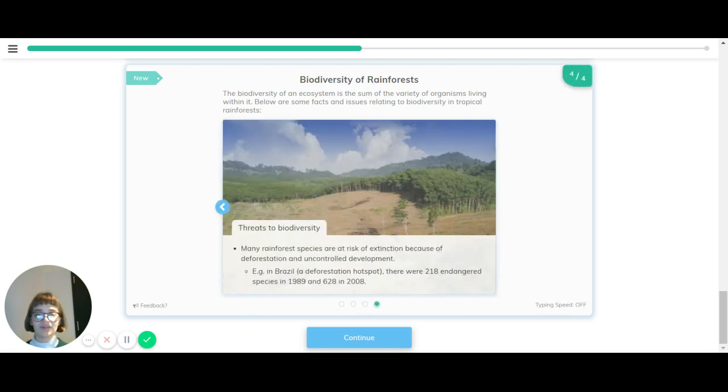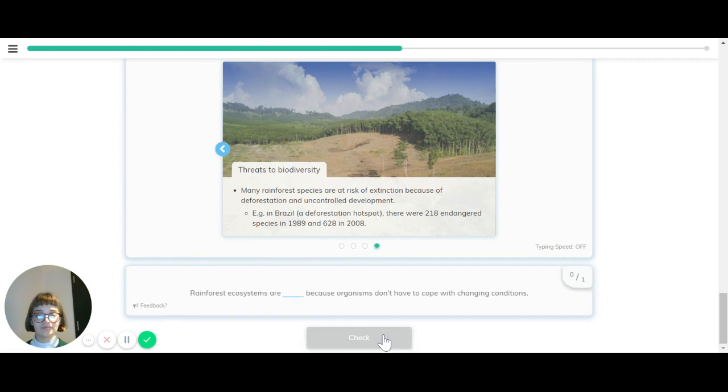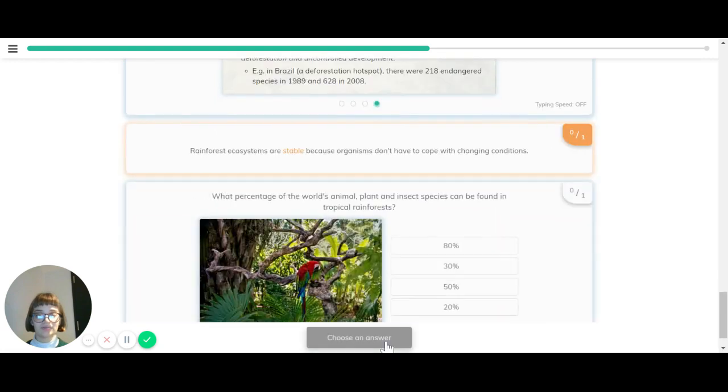But there are some threats to biodiversity. Many rainforest species are at risk of extinction because of deforestation and uncontrolled development. For example, in Brazil, which is a deforestation hotspot because much of the Amazon rainforest is located in Brazil, there were 218 endangered species in 1989, and in 2008, 628, which is a huge increase.